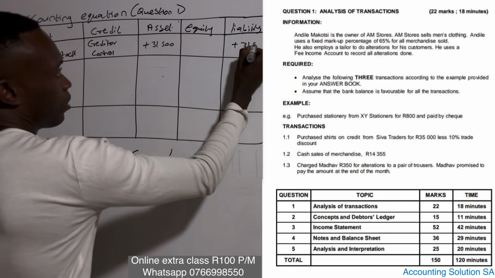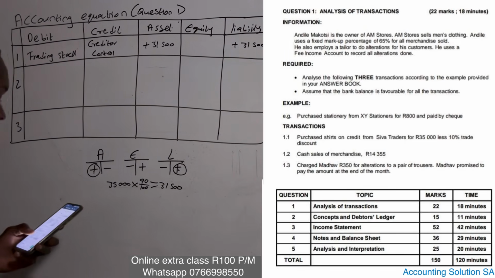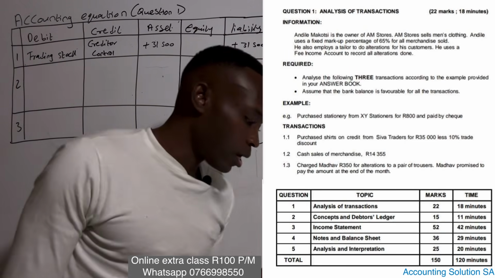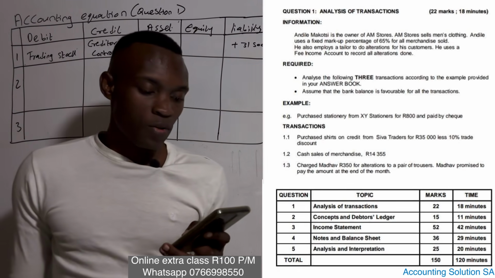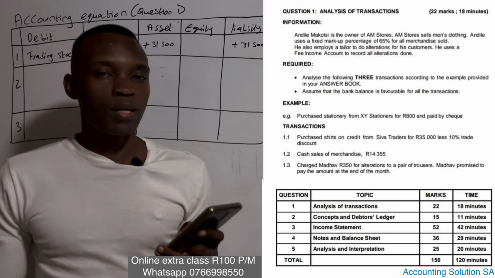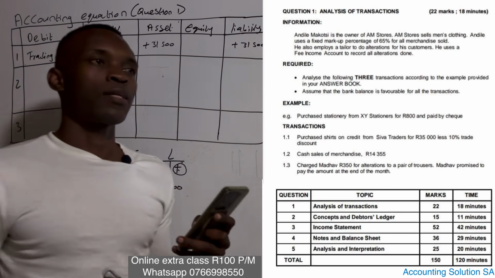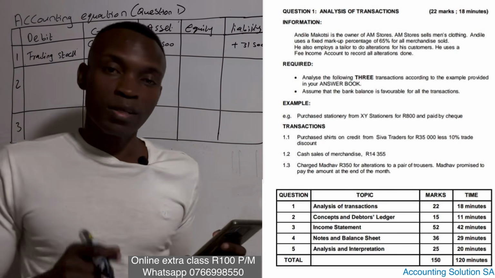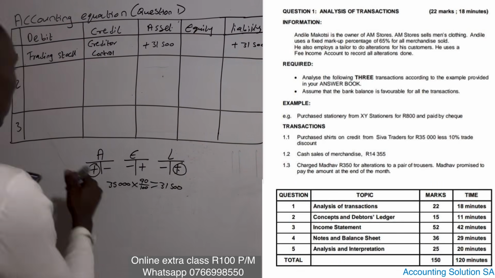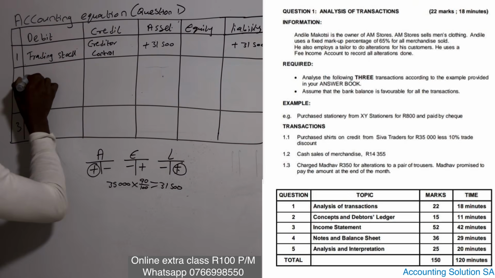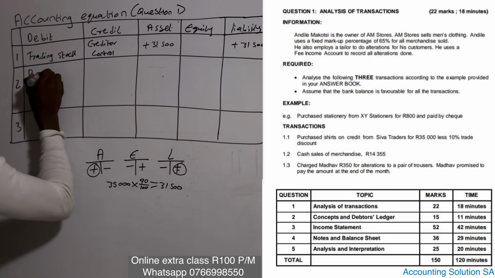31,500. Just like that. Okay. The next one, cash sales of merchandise, 14,355. Cash sales, which means that the bank is affected because we receive cash through sales. We sell and we receive cash.